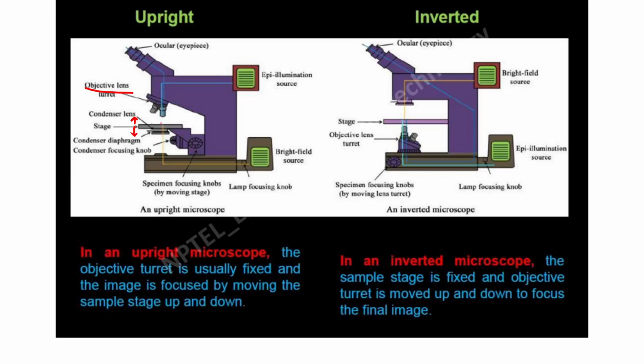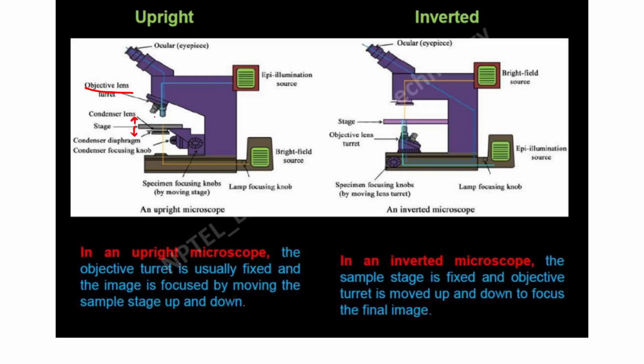If I want to observe a sample closely, I'll move it up so that it reaches almost near to the lens, and then I can view by looking into this eyepiece. I can see what the samples look like in a microscope, in a magnified field. Okay, so this is an upright microscope.